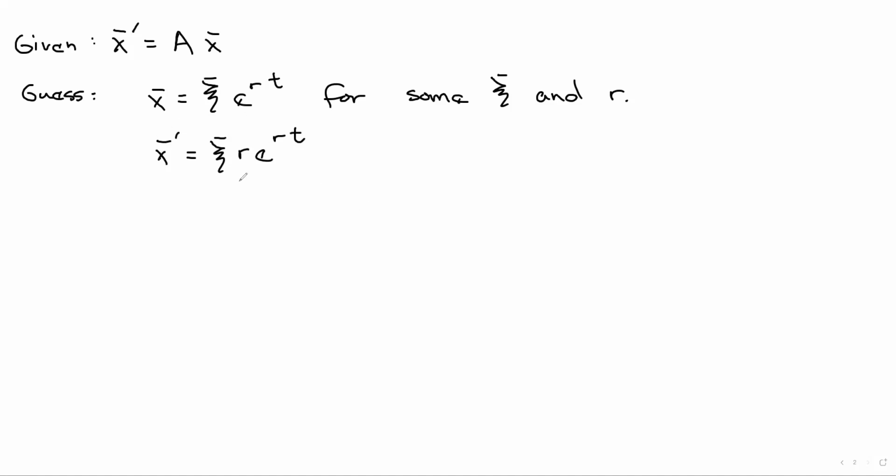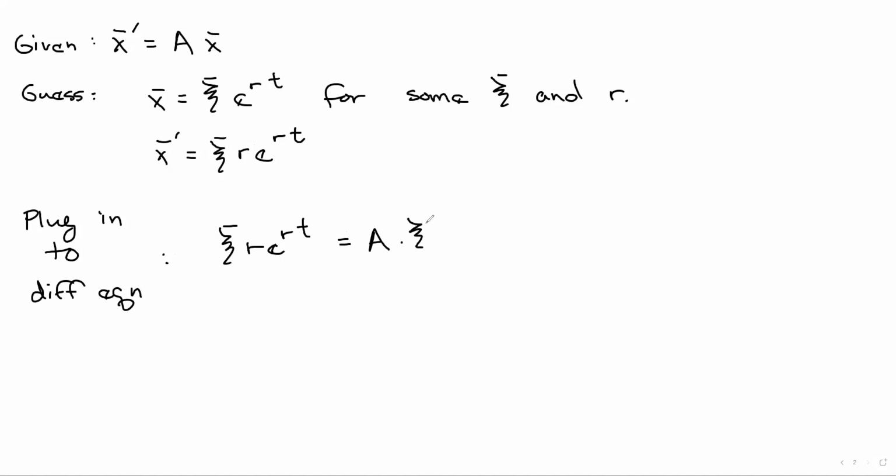Okay. And so now if we take our guess and the consequence of it, and plug both of those things into the differential equation, what happens? Let's see. We're going to put this in place of the x prime, so we'll have xi r e to the rt, and then A, and we're going to put this in place of the x. Okay, and so we end up with this equation.